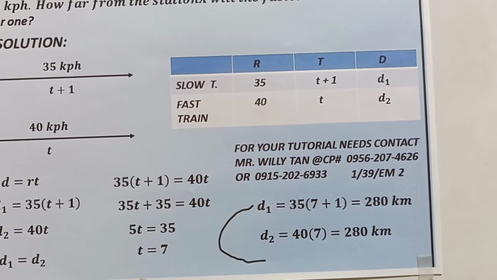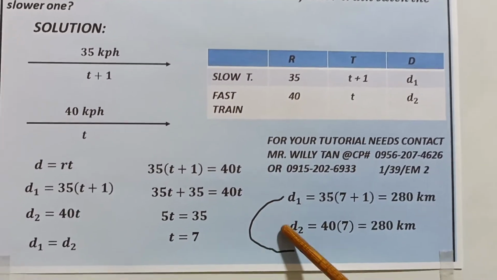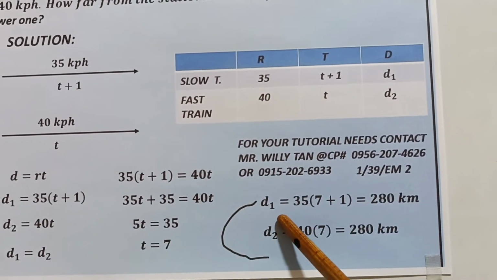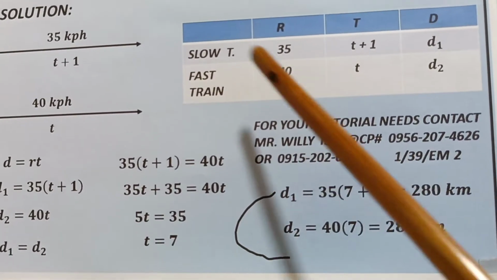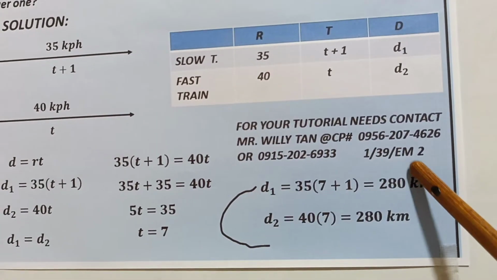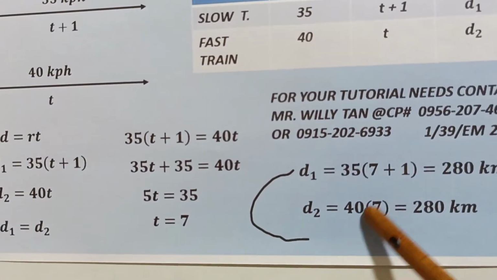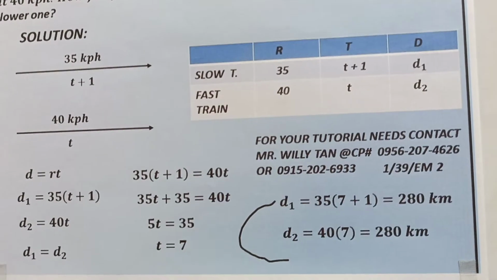So we want to check if our answer is correct. We solve for D1 independently, and we get 280 kilometers. So this will be the distance at which the faster train catches up with the slower one. D2 will be 40 times 7, which is 280. So they have traveled the same distances.